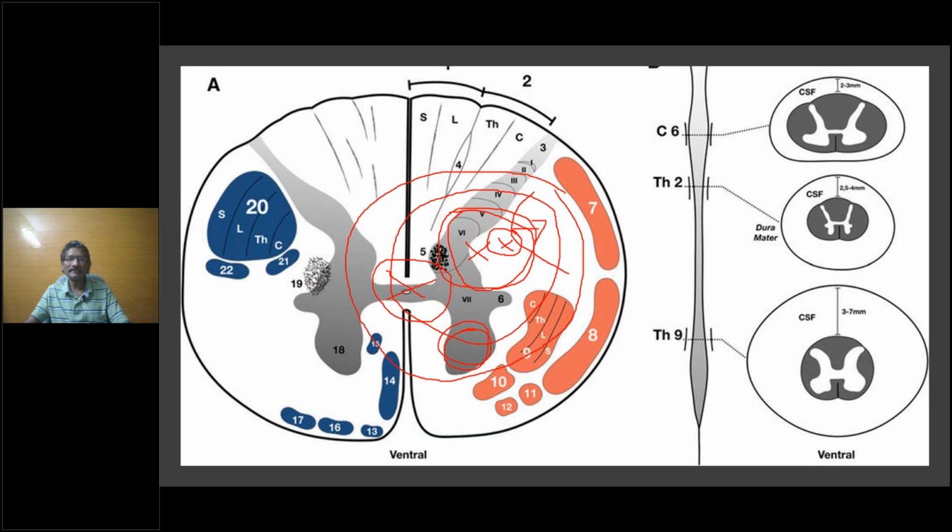Contrarily, when the lesion is starting from somewhere here, let's assume it is starting here and expanding like this. Now it has affected the anterior horn cell and the spinothalamic tract also, but it has not affected the pyramidal tract, the pain fibers, or the posterior column.